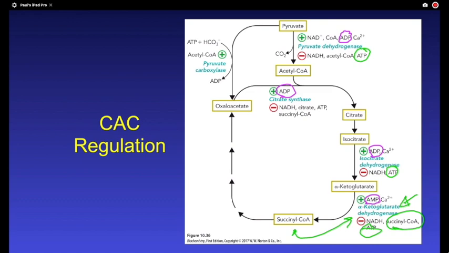Oh, wait. I forgot one. ATP slowed it down. Okay. All right. Oh, here was succinyl-CoA. That feeds back and stops that one. Okay. All right.